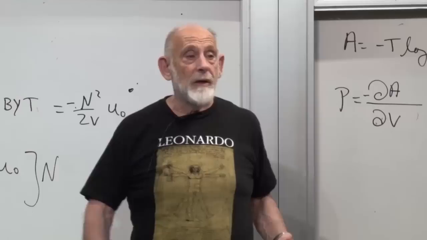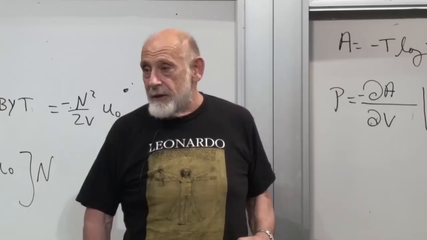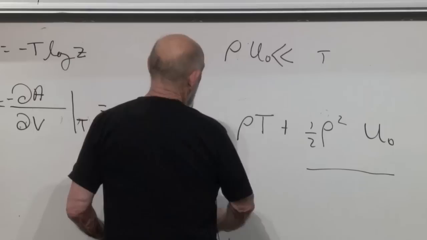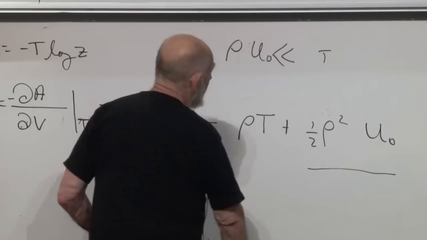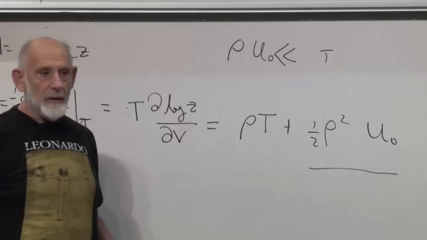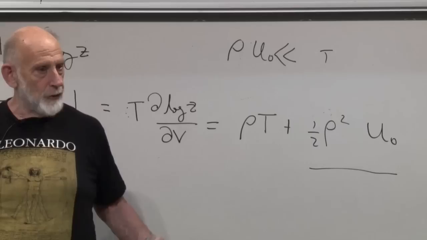10 to the minus 7th centimeters, something like that. An atom is 10 to the minus 8th centimeters. A molecule is 10 to the minus 7th centimeters. So you can take the density, the volume of a molecule times the electron volt unit, convert everything to meters, or whatever unit you like. Electron volts is fine. And compare that with the temperature, measured in units of energy.